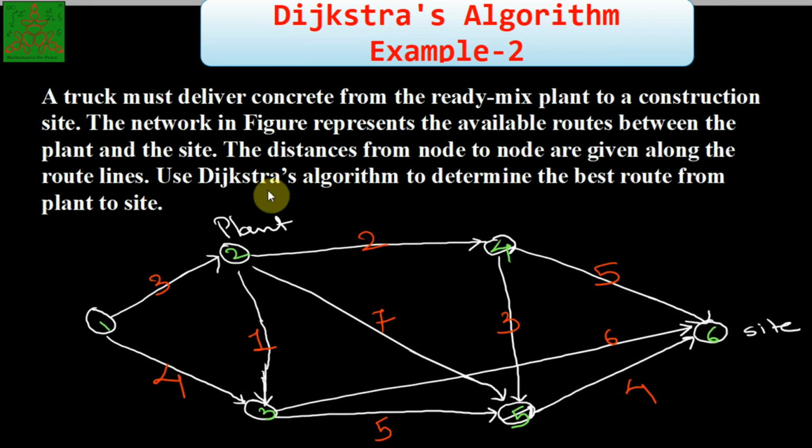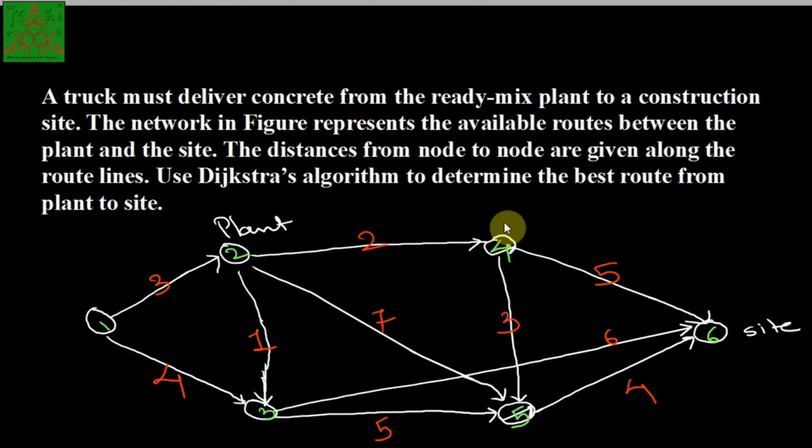We have to calculate the distance from node to node, given along the route line, and find the best route from the plant to the site so that the cost is minimum. The red digits represent how much it costs to travel from one node to another. The different nodes form a weighted directed graph, and we have to solve this problem using Dijkstra's algorithm.